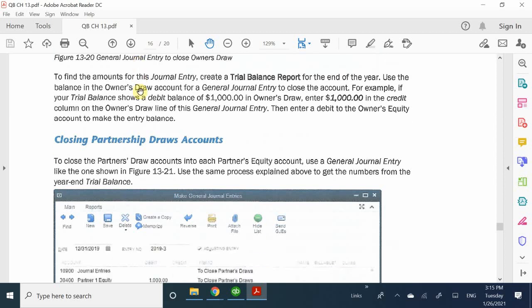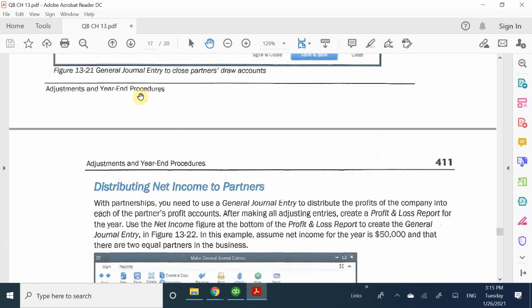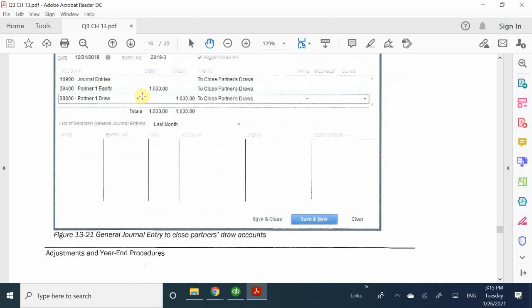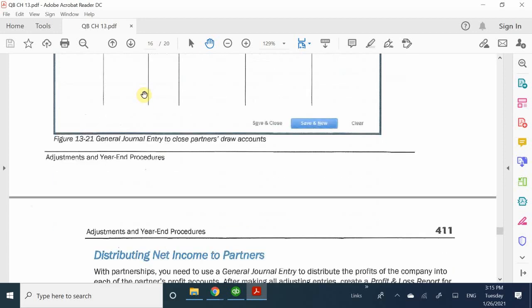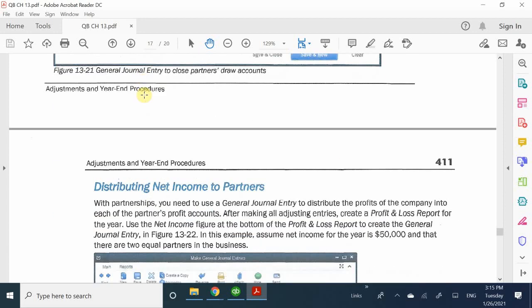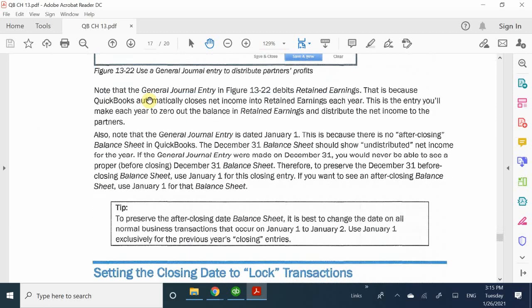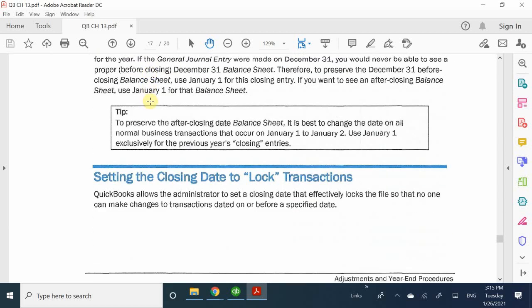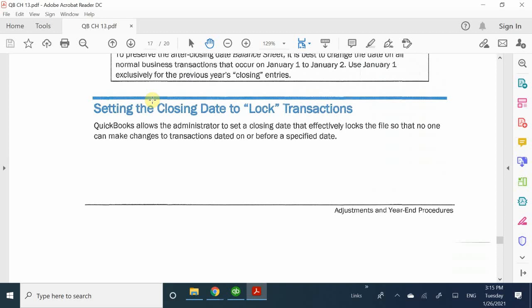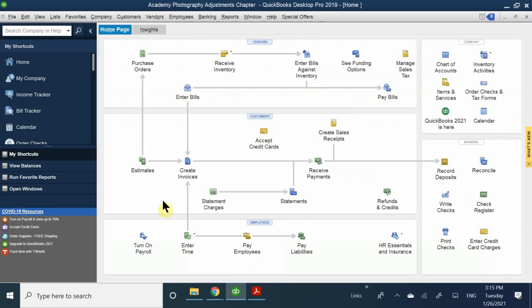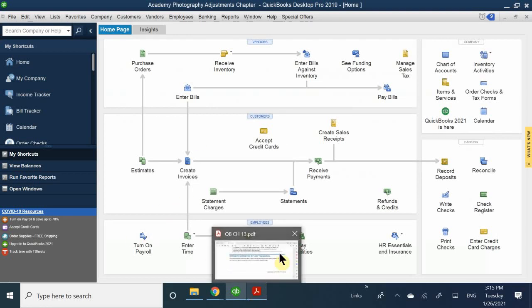So that is it for that one. Closing out partners is pretty straightforward. If you have a partner's account, which in this case we're not going to look at, we should be focusing primarily on the actual sole proprietor itself. Okay. Any questions in regards to closing out the equity accounts?